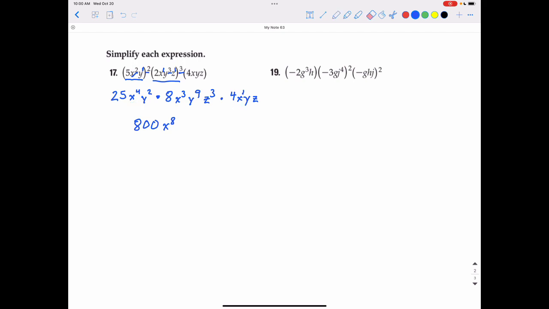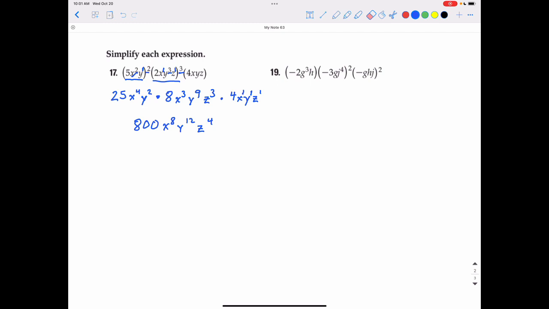And then y to the 2nd, and then y to the 9th, and then y to the 1st. So y to the 2nd, y to the 9th, y to the 1st, that would be 2 plus 9 plus 1, which is y to the 12th. And then finally, the z's, there isn't any z's in the first monomial, but we have z to the 3rd times z to the 1st, that would be z to the 4th. And then that one is simplified because we don't have any doubled up variables and we don't have any numbers that can be multiplied together anymore.